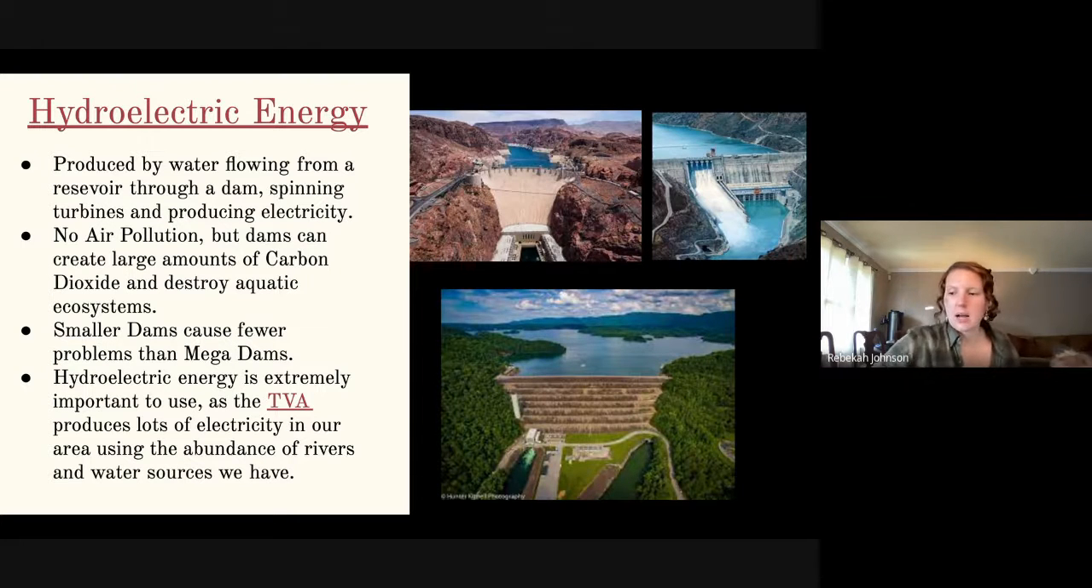Anyway, so we're going to see this water going through and spinning these turbines really fast, and as they spin, they generate electricity. So there's no air pollution associated with this exactly. However, there are some problems that we'll get into in a few. So let's watch this video real quick.